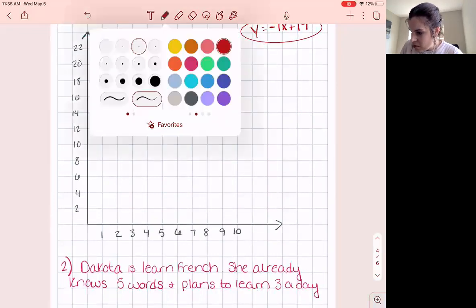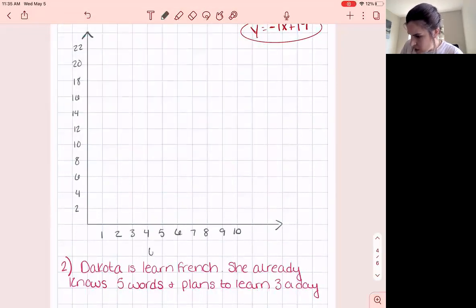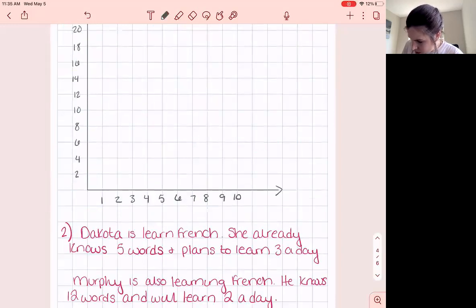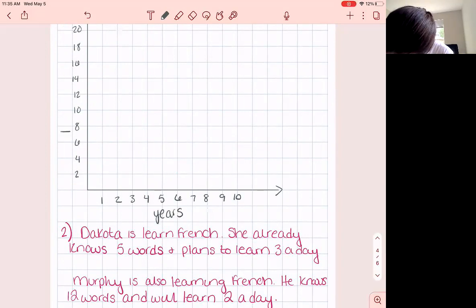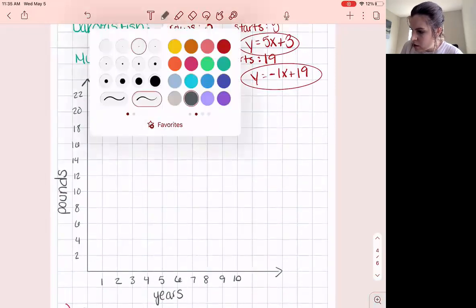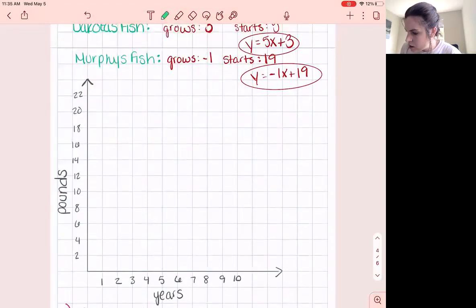So we should label our axes. This one, is it years? It's not weeks, it's years. And this one is pounds. Okay, starting with Dakota's. Hers starts at 3, grows by 5.